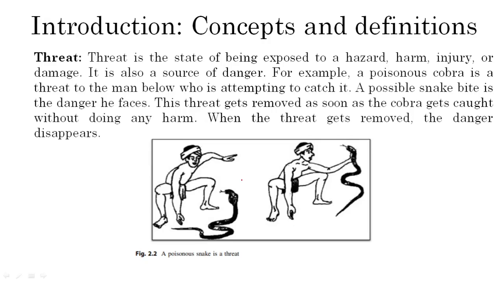Now, the introduction: basic concepts and definitions. What is a threat? A threat is a state of being exposed to a hazard, harm, injury, or damage. It is a source of danger. For example, a poisonous cobra is a threat to the man below who is attempting to catch it. So a threat is simply a state of being exposed to a hazard or harm. For example, if you are handling a poisonous snake, there is a very high probability that a bite of the snake can put your life in grave danger. So this is a type of threat.